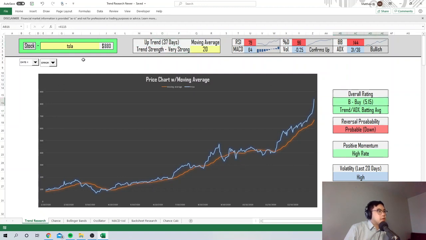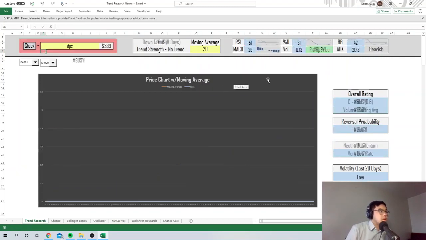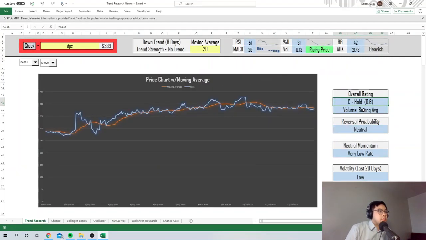So that's why. If we look at another stock, let me look at Domino's. So C is the average. If it gives it a C rating, a hold, it's the average. Sometimes all these indicators still don't have a good signal because look at that. It's no trend. It's low, no trend. So it can't really decipher too much from it. So it's neutral, very low rate of momentum. It gives it a hold rating.